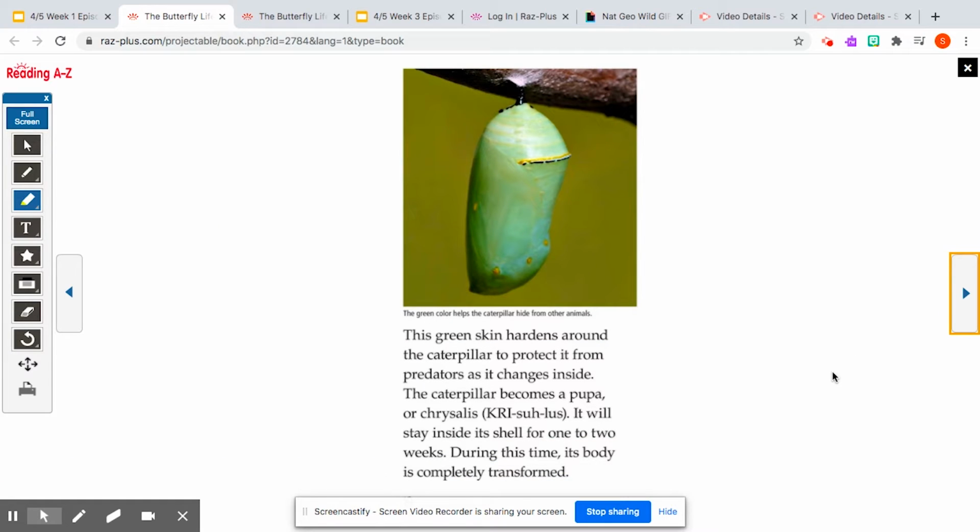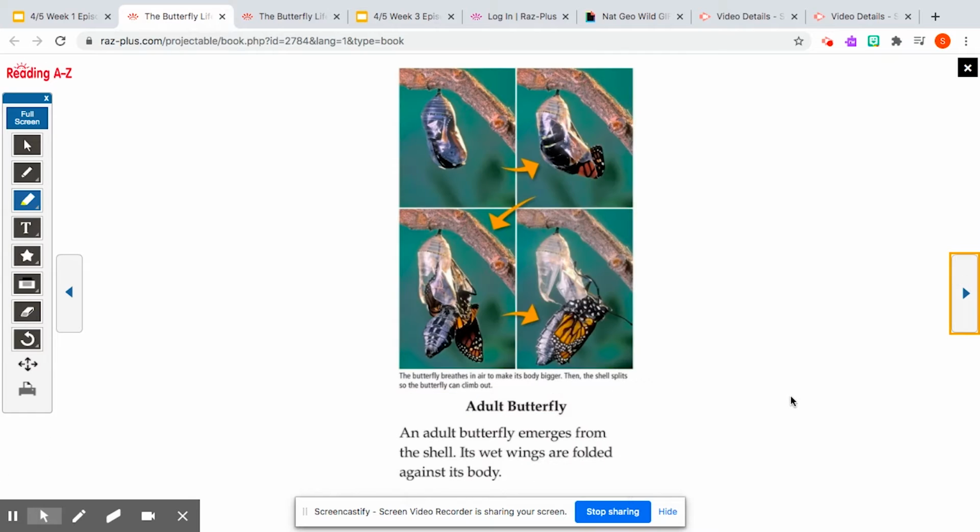The green skin hardens around the caterpillar to protect it from predators as it changes inside. The caterpillar becomes a pupa or chrysalis. Important. It will stay inside its shell for 1 to 2 weeks. During this time, its body is completely transformed.